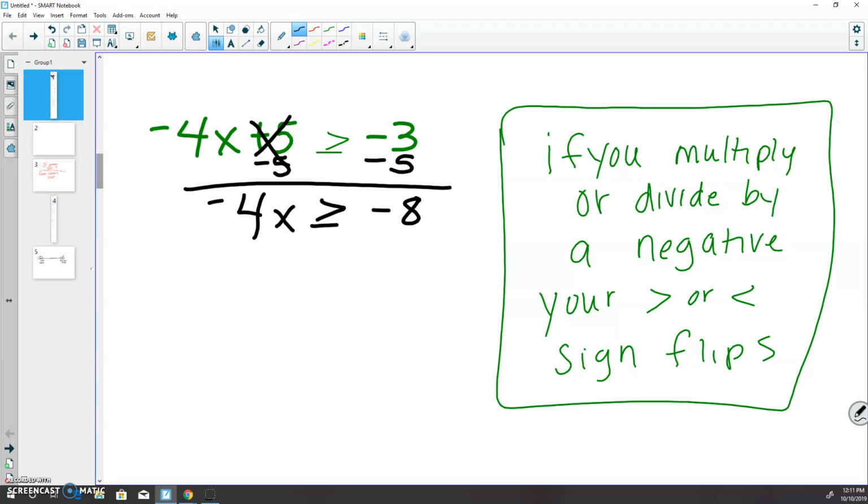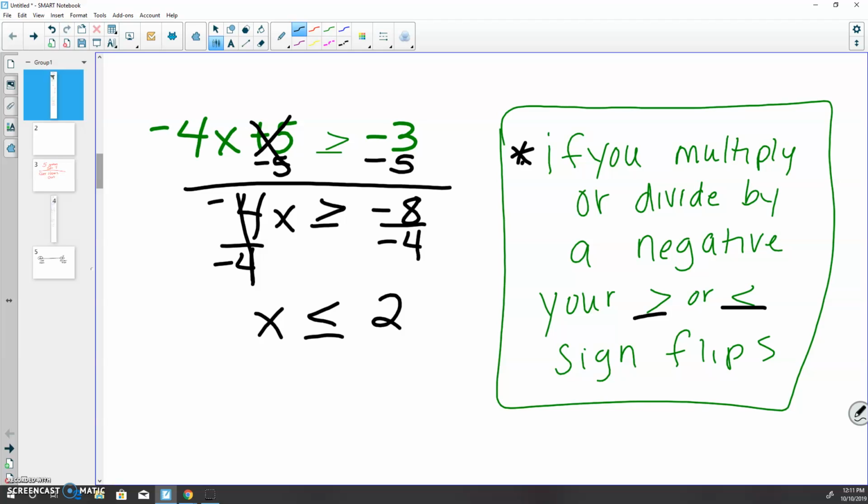So how do I break negative 4 and x apart? Divide. When you divide or times by a negative, what happens to your sign? It flips. Your sign flips. When you divide or times by a negative, your sign flips. Right here, if you multiply or divide by a negative, your sign flips.